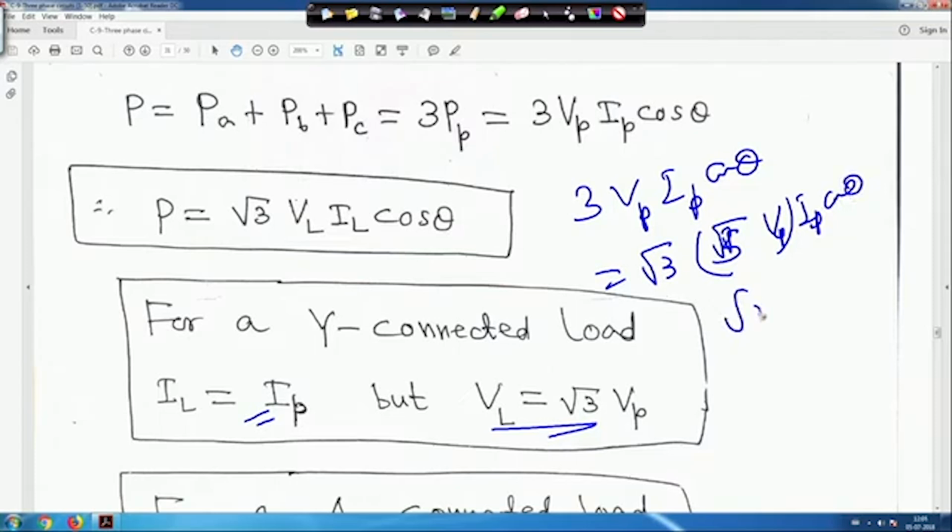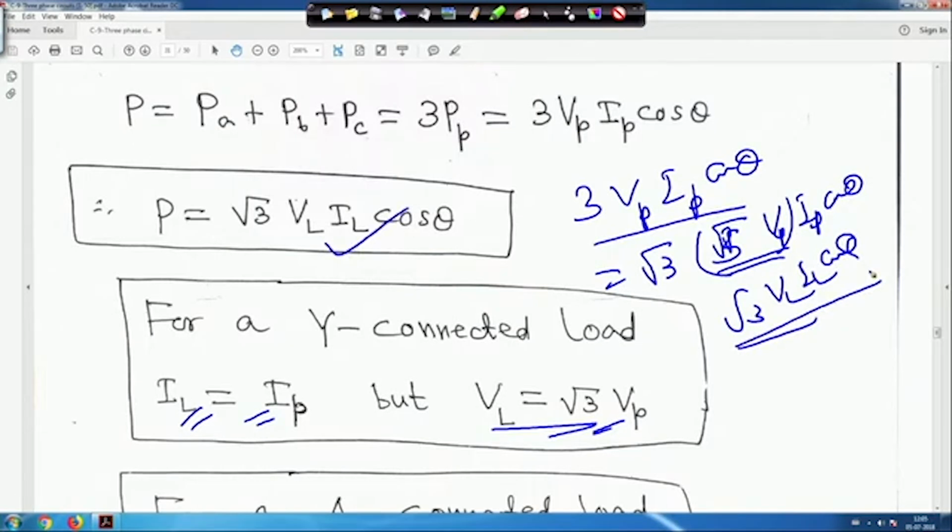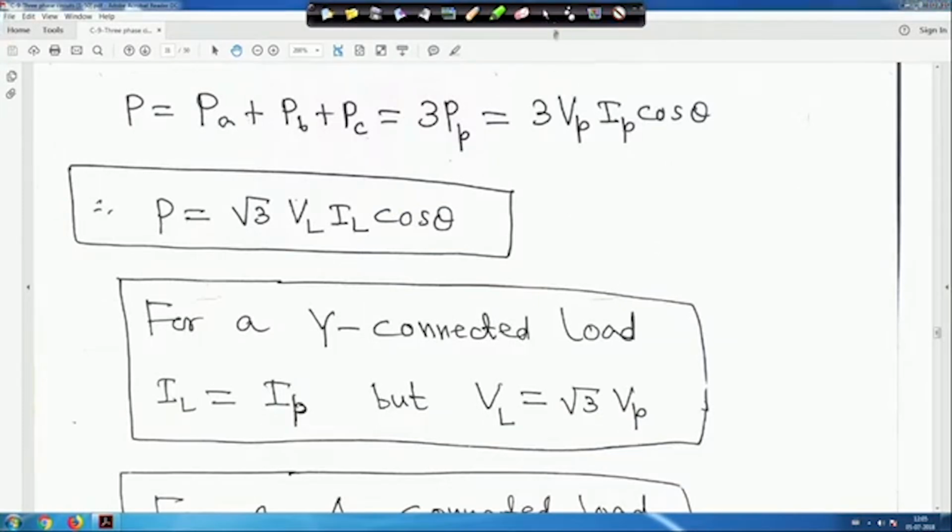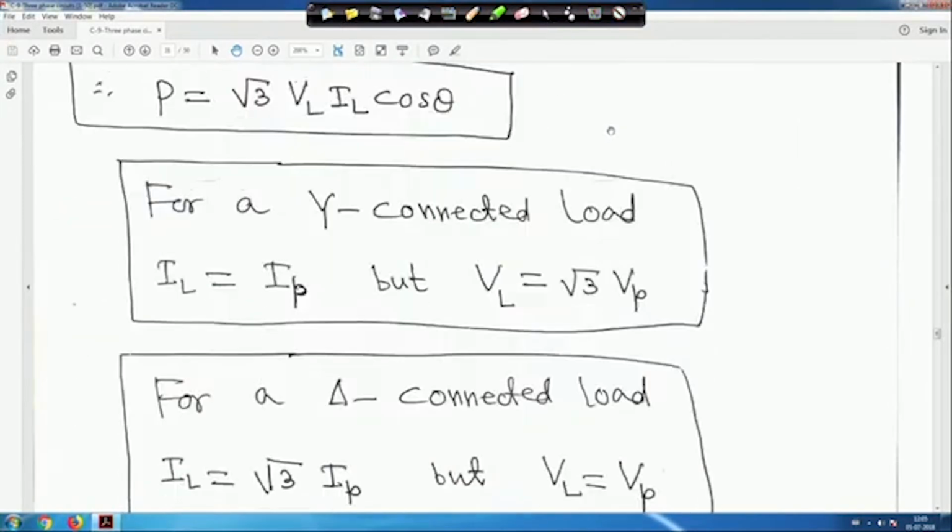So, root 3 will be there, and root 3 Vp is equal to your line voltage, VL, and Ip is equal to IL, right, because phase current is equal to line current for your star connected load. So this term is written like this: root 3 VL IL cos theta, right. So this is for a star connected load.